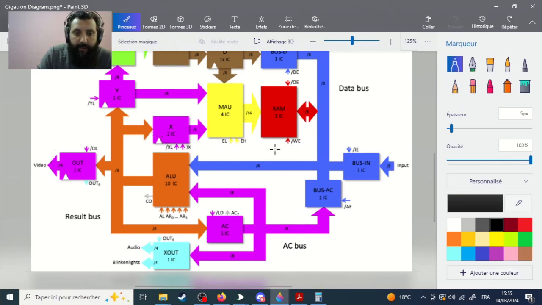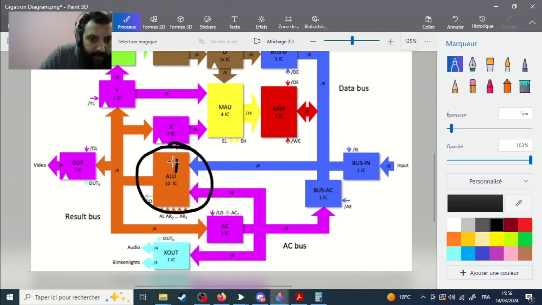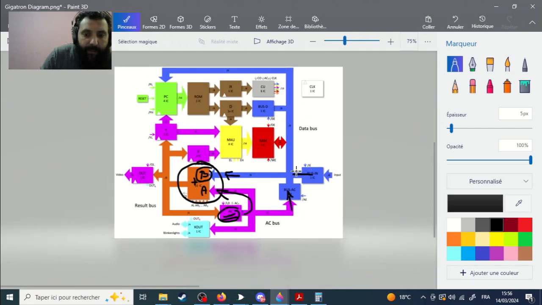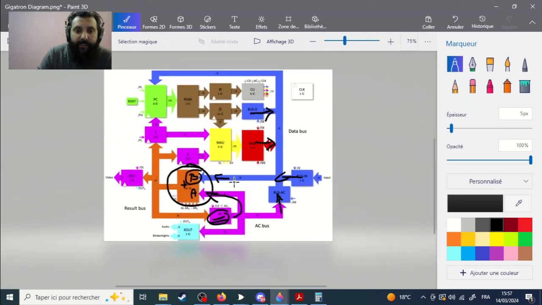Yes. Okay. The next part, we have the ALU, and we have the B input of the ALU. I told you before, when we use the Gigatron assembly, you have to remember that A is always saved on the AC, the accumulator. It is always saved inside the accumulator register. When you have to do an operation inside the ALU, you have to remember that A is stored inside the accumulator. And B is from this bus and can be taken directly from four different sources.